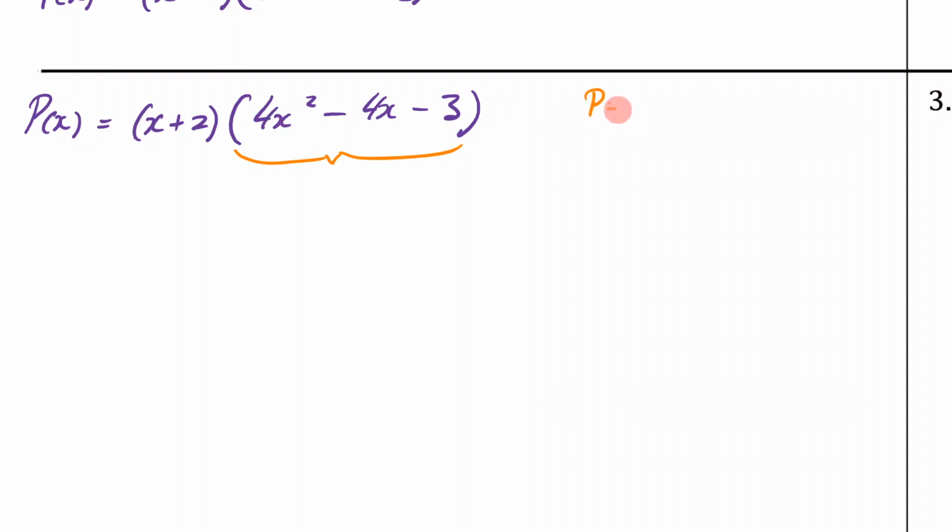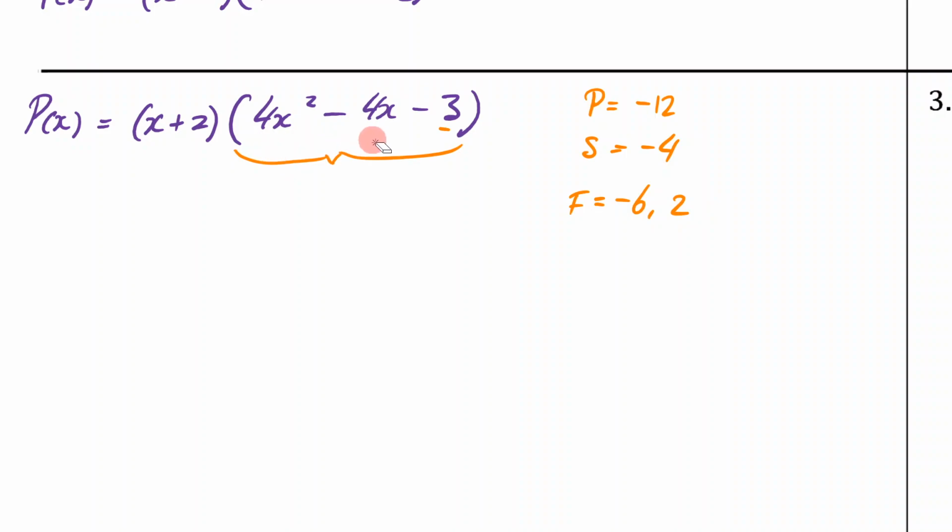So remember, the way that you find your product is by going 4 times negative 3, and that's going to give me negative 12. My sum is still going to be what's in front of x here, so that's negative 4. And now I need to think of factors of those. Factors that give me negative 4 will be negative 6 and 2.